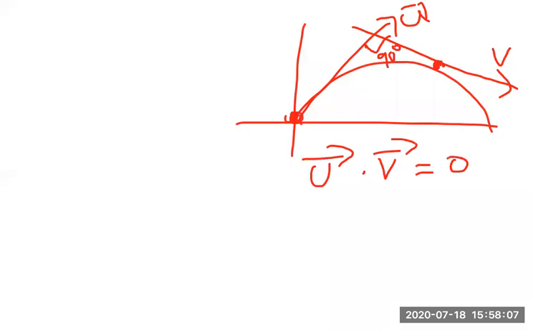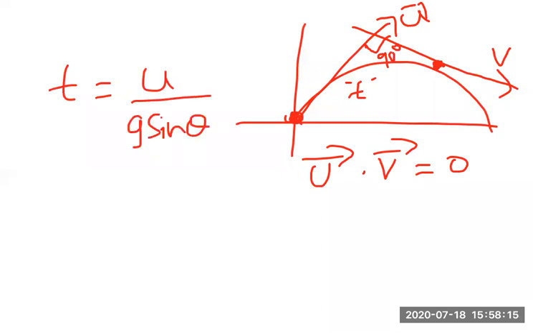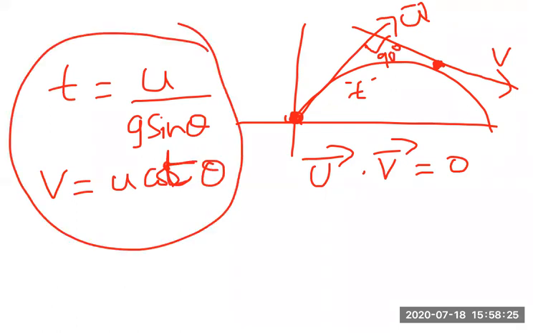The time taken to reach from here to here is what we got: U by g sin theta. And what is the velocity value at that instant? V value is U cot theta. So these are my conclusions. U cot theta is the magnitude of velocity, and time is U by g sin theta. I hope you are clear with how to connect oblique projectile with this dot product by this example. So this is the example connecting both.